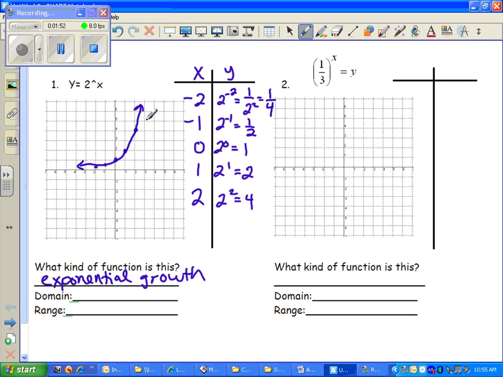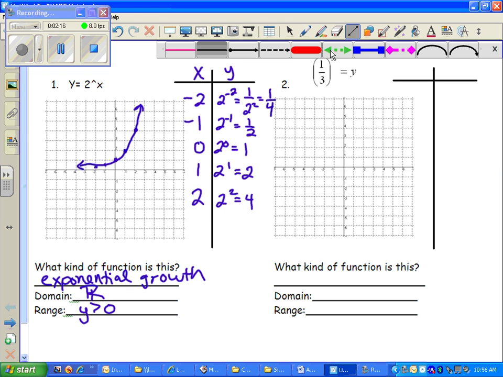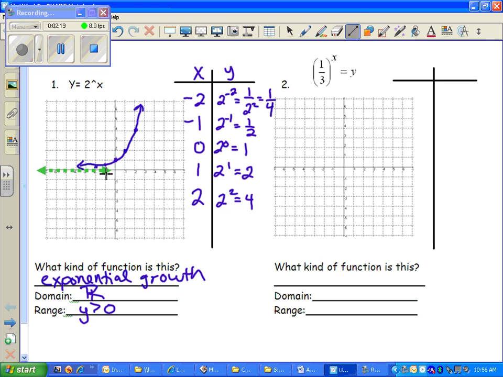Because as you go to the right, it's going up. The domain on this is all real numbers, because to the left it would keep going, to the right it keeps going. The range is y greater than 0, sorry, fix that. Y has to be greater than 0, because we actually have an asymptote down here. This line will approach 0, but it will never actually be equal to 0.